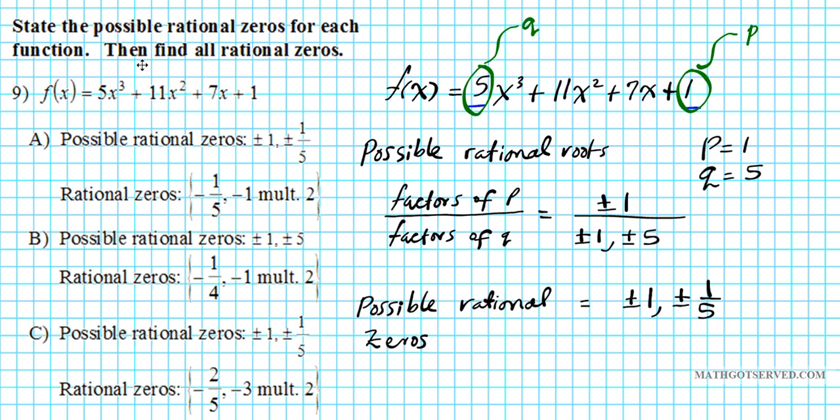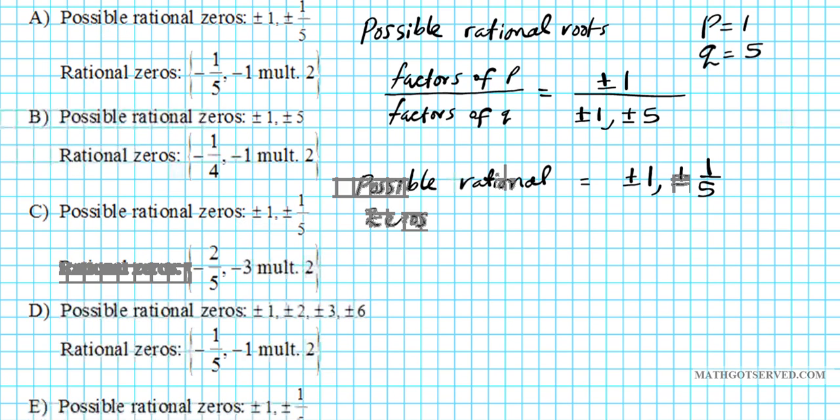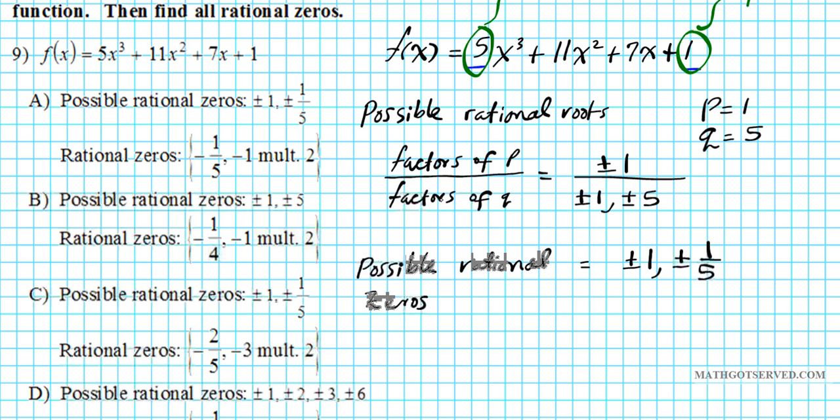Now let's go ahead and find all the rational zeros. To do that, first thing we're going to do, we're going to take a look at this polynomial right here.